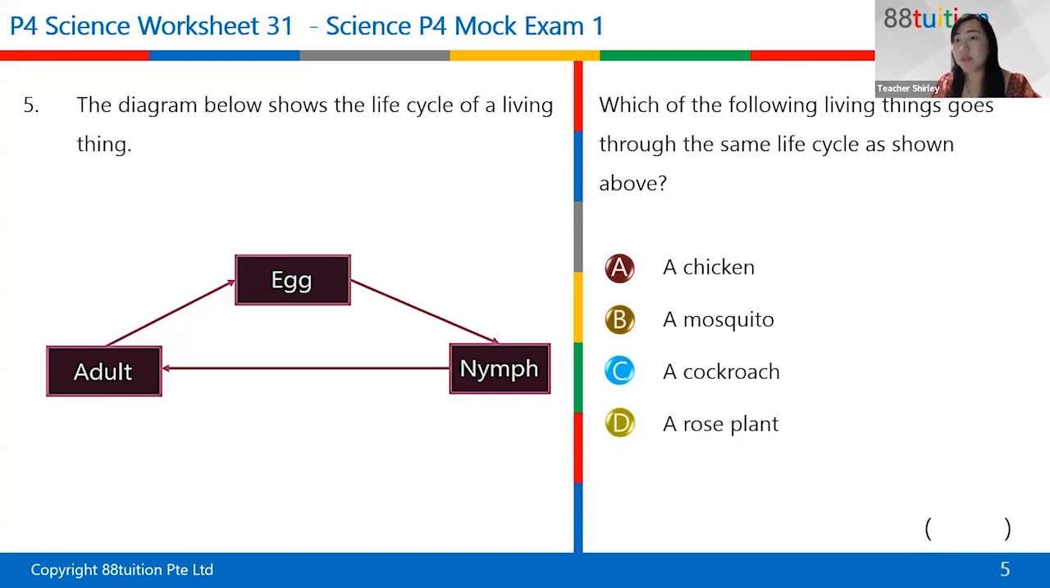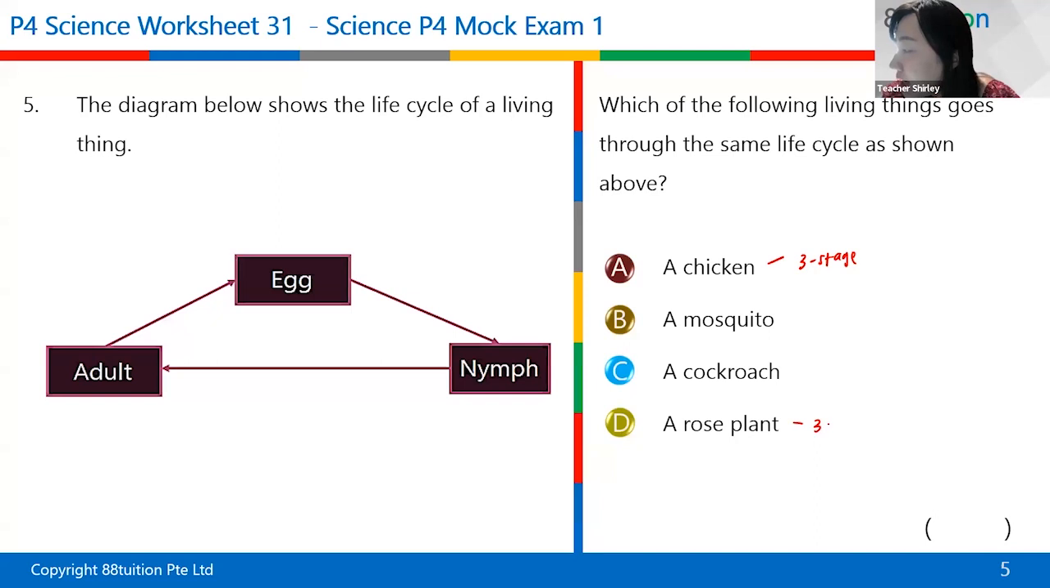Okay. Because as you can see, this is definitely a life cycle. Life cycle is actually under P3 now. It used to be under P4, but because of a series of syllabus changes, life cycle is now currently under primary 3. Okay. So as you can see from the diagram, it's a 3-stage life cycle. And the 3-stage life cycle comprises your egg, your nymph, and your adult stage.